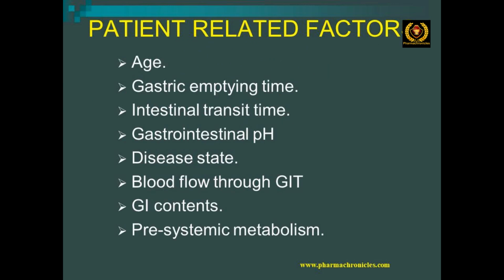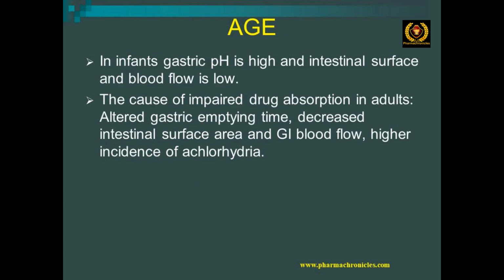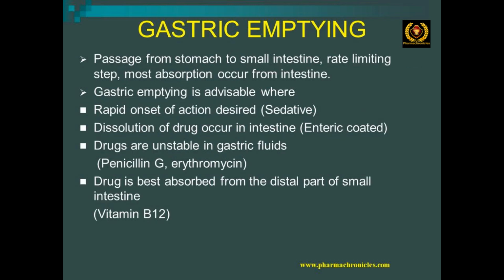Patient-related factors: age, gastric emptying time, intestinal transit time, gastrointestinal pH, disease state, blood flow through the GIT, GI contents, pre-systemic metabolism. Age: in infants, gastric pH is high and intestinal surface and blood flow are low. The causes of impaired drug absorption in adults: altered gastric emptying time, decreased intestinal surface area and GI blood flow, and higher incidence of achlorhydria.